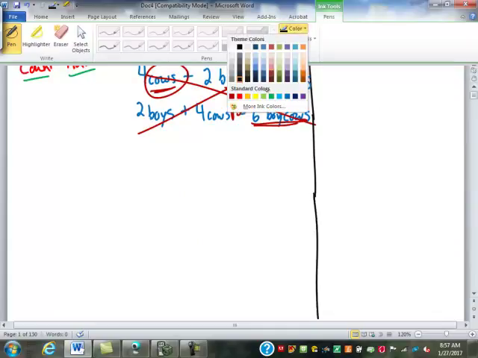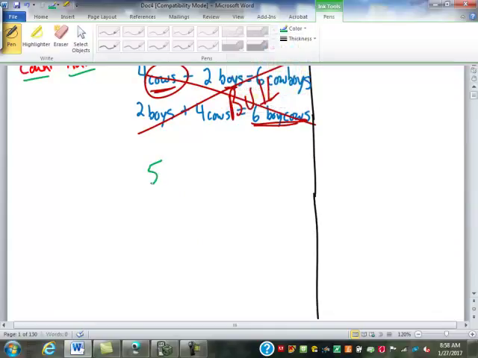I might try to add 5 feet plus 2 pounds. When I try to add those, I get 5 feet and 2 pounds. They have different names. I cannot add those.